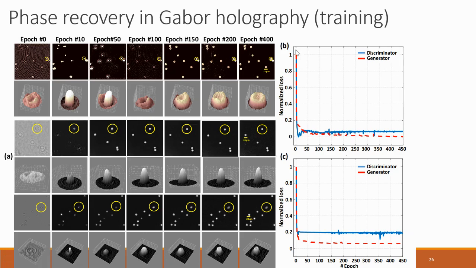And B shows the normalized loss of the discriminator and generator for the red blood cell, and C shows the normalized discriminator and generator loss for the cancer cell.